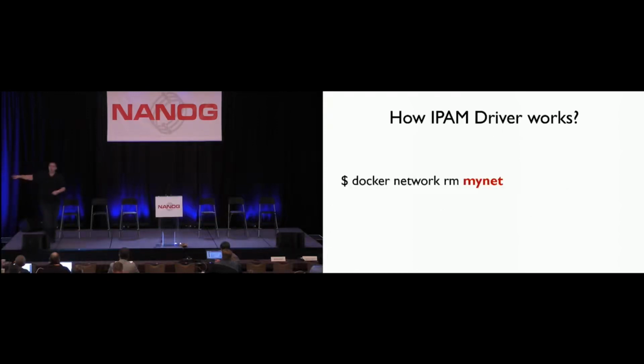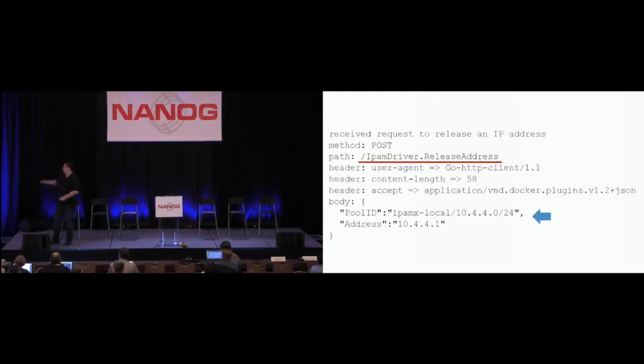When we remove our network, what happens there? Remember, when we requested our network, we also requested the IP address for the gateway. So the first thing you do when you remove the network is the release of the default gateway. Why is it important? Because maybe that should be the trigger, let's say, for some other external mechanism to synchronize other network information.